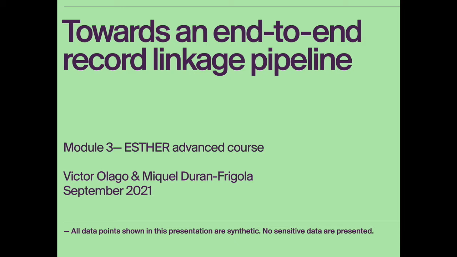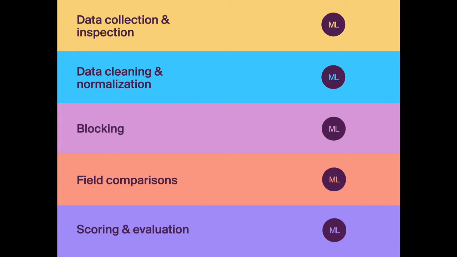Today we will work with the Google Colab notebook in order to build a completely end-to-end record linkage pipeline using machine learning tools. So again, let's go back to our favorite slide. This is the record linkage pipeline as you know it. We start by data collection, cleaning and normalization, blocking, field comparisons, and finally scoring and evaluation. We will do all of these steps together within one script today.